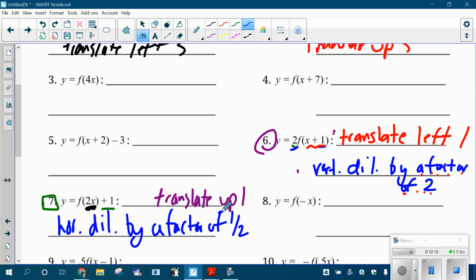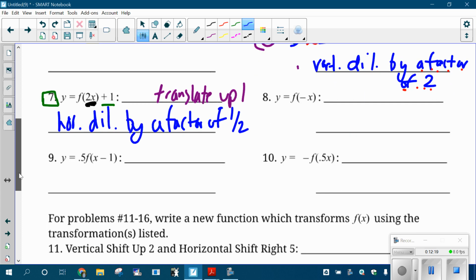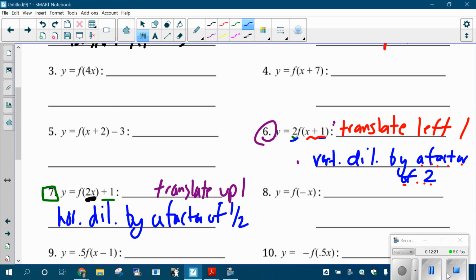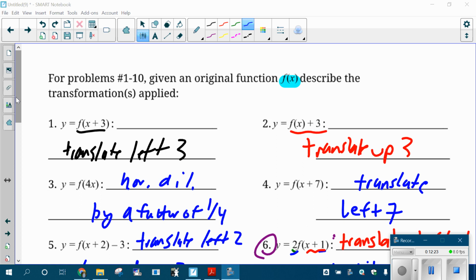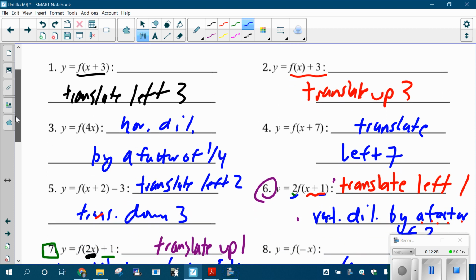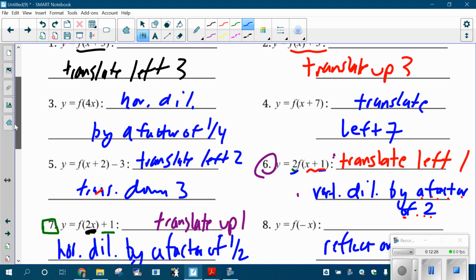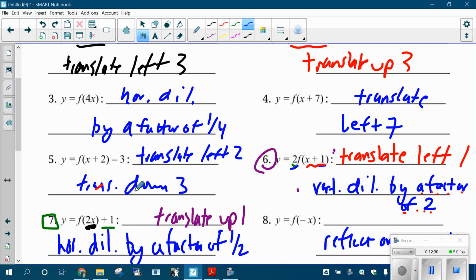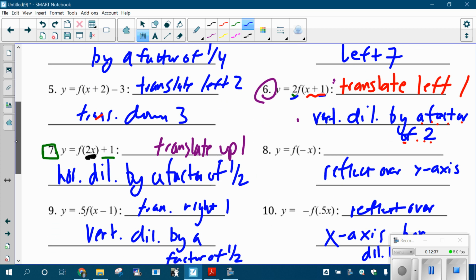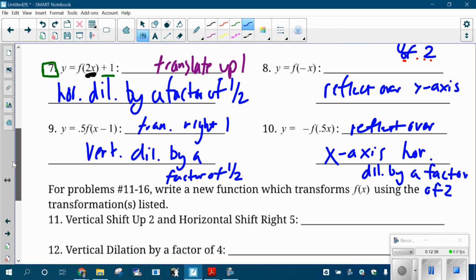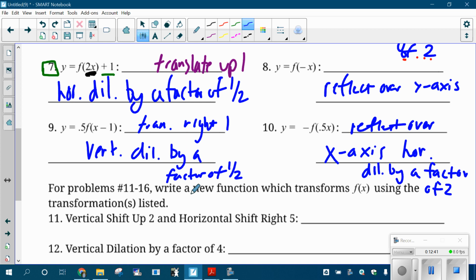Okay. All right. Why don't you pause and give the rest of these up until 10 a try? Okay, I'm not really going to talk about these, but here are the answers. Again, we are not paying attention right now to the order. So if you had translate down 3 first and then translate left 2 second, like for instance for number 5, that doesn't matter right now. It is important that you state for the dilations whether it's horizontal or vertical. So for this one, you need to say a vertical dilation by a factor of 1/2.